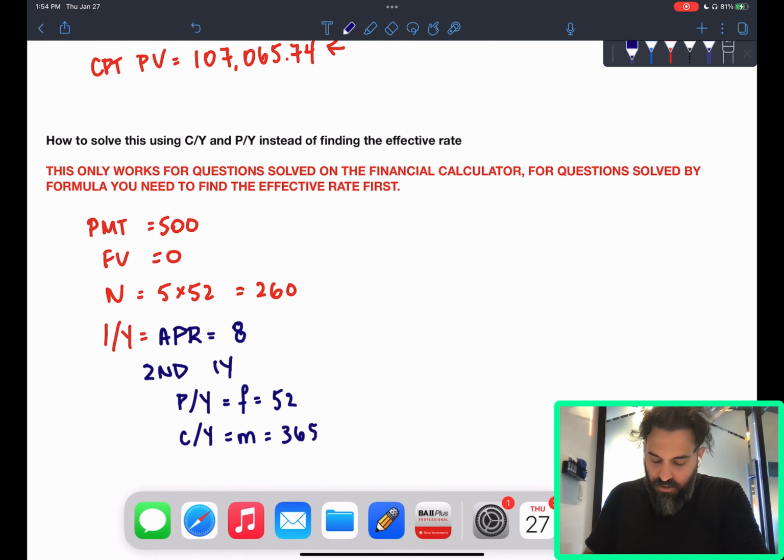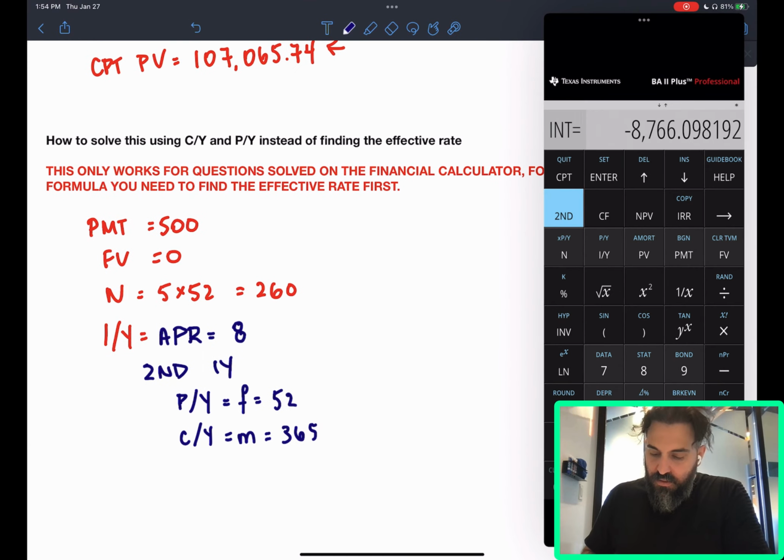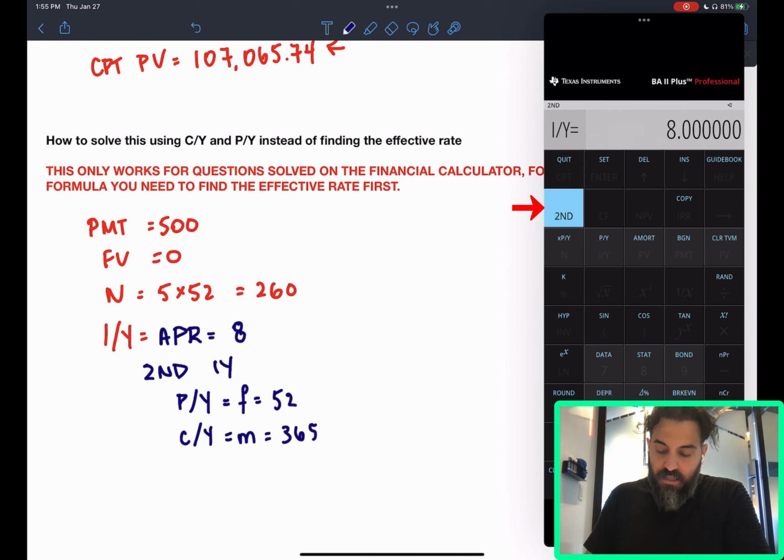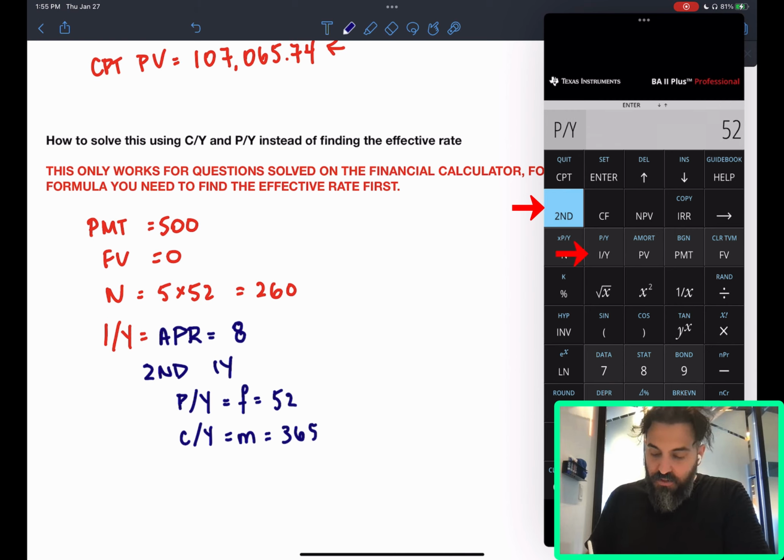So let me show you what that would look like on the calculator. So 500 is my payment, 0 future value, 260 is my N. Now, 8 IY, you see I'm entering my APR. Second IY takes me here. I'm going to enter 52. Make sure you're always pressing enter after each one at the top of the calculator. That saves it. Then arrow down, enter 365, enter.